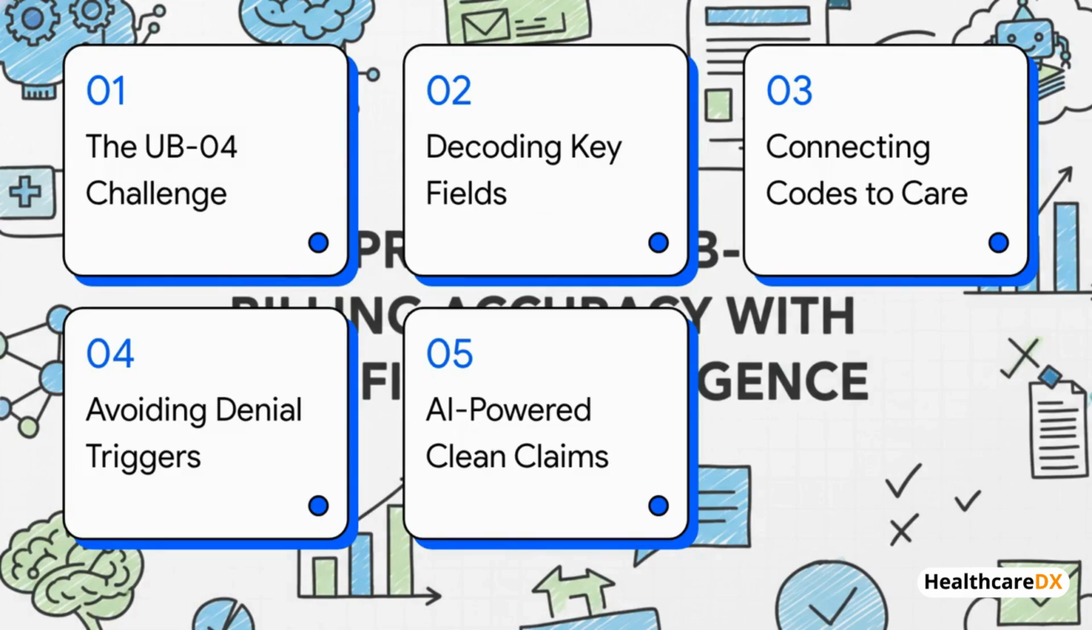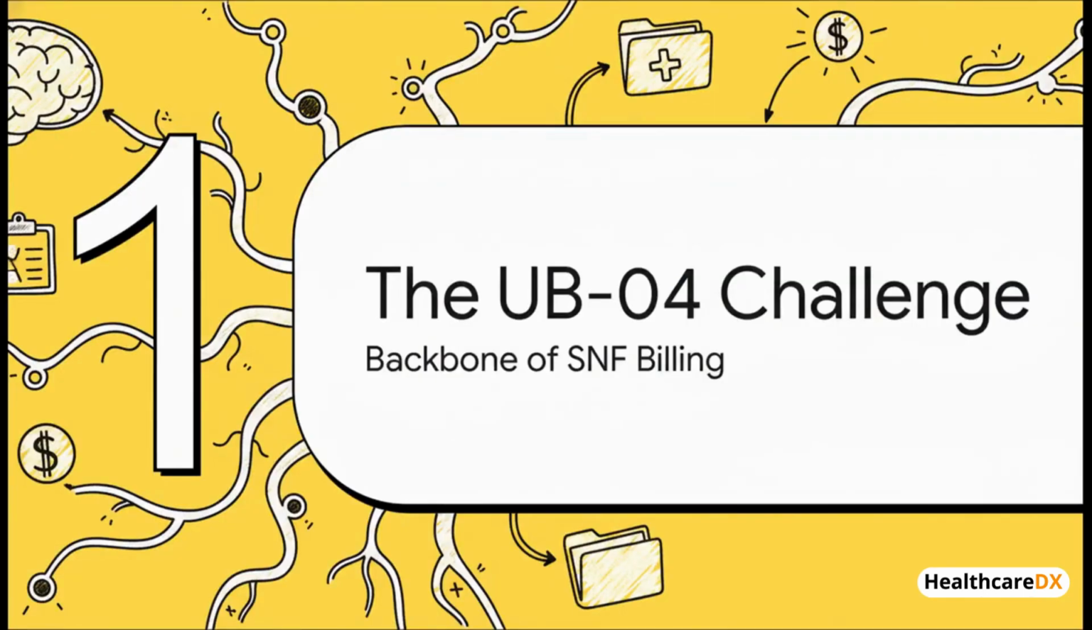Okay, so here's our game plan. First, we'll tackle the challenge itself, what we're up against. Then we'll decode some of the most critical fields on the form. After that, we'll see how the codes connect to the actual care given, look at how to dodge the most common denial triggers, and then wrap it all up with what an AI-powered clean claim really looks like in action. So let's start at the beginning.